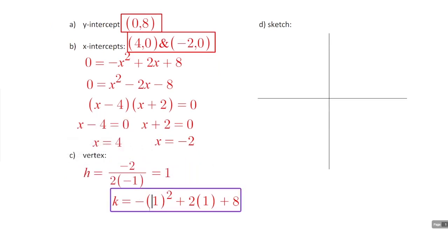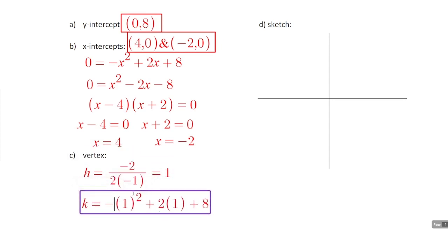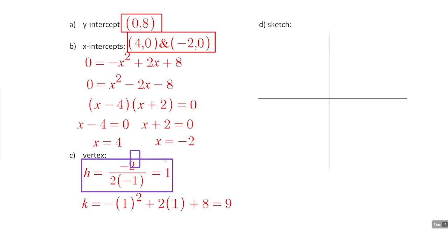-1, or I'm sorry, 1 squared is 1. We have that negative hanging out in the front. So this is going to be -1 plus 2 plus 8. So -1 plus 10 is going to be 9. So our vertex is at (1, 9).